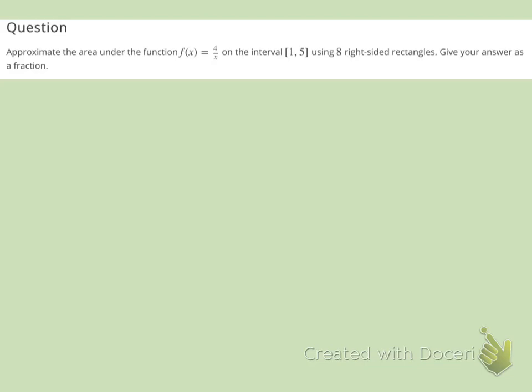So I just want to kind of picture the x-axis. I'm not going to try to draw this function. I don't need to. I just know that I'm going from the interval from 1 to 5, so I just want to picture that. So we're going from 1 to 5. If I went along the whole numbers, this would give me 4 rectangles, and I want 8, so I'm going to cut each of them in half.